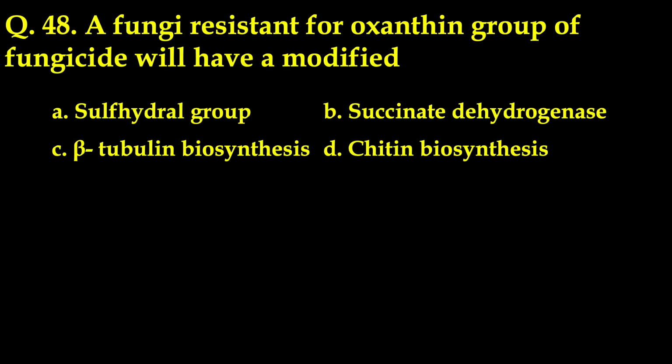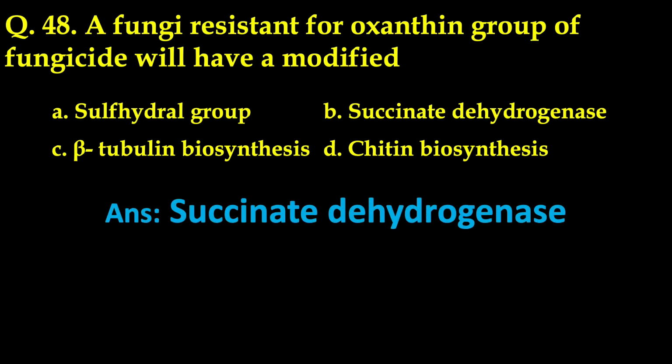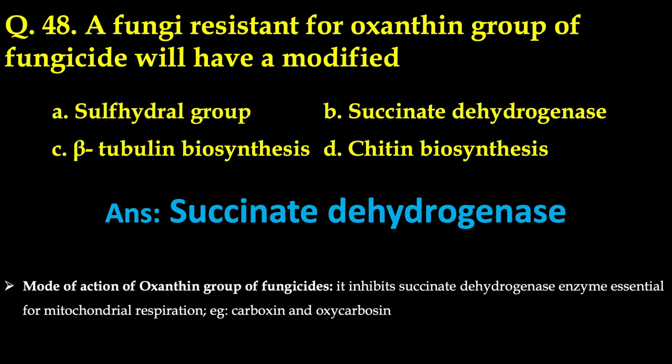A fungus resistant to oxathiin group of fungicide will have a modified, there were 4 options: sulfhydryl group, succinate dehydrogenase, beta tubulin biosynthesis, and last option was chitin biosynthesis. Interestingly, the answer is B, that is succinate dehydrogenase. As we know, the mode of action of oxathiin group of fungicides is generally they inhibit the succinate dehydrogenase enzyme, which is very much essential for mitochondrial respiration. And common example is carboxin as well as oxycarboxin.